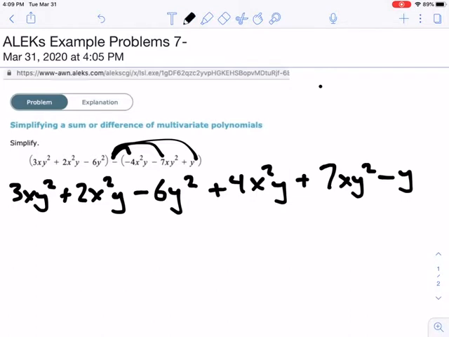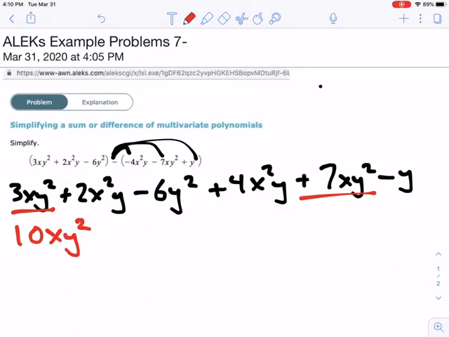So now let's start combining what we can combine. For this 3xy squared, I want to find anything else that has an xy squared. So if I go through and look at this, obviously not this next term, definitely not the negative 6y squared. 4x squared y does not go with that. This one does though, 7xy squared. All right, so we're going to take those two and add up your coefficients. So you have 10xy squared.